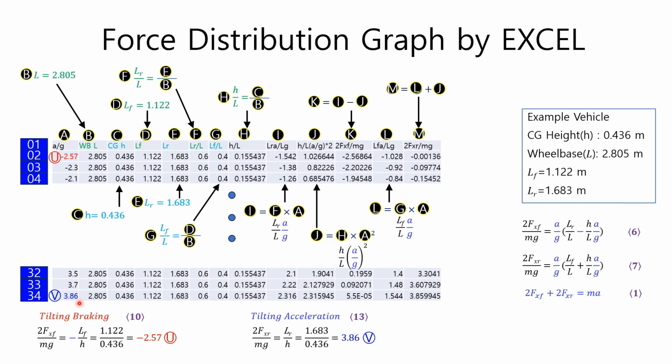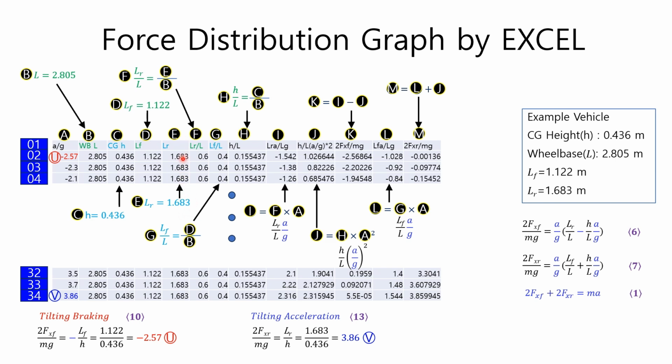Next, enter the wheelbase of 2.805 into cell B02 and copy this cell and fill in cell B34 with the same value. In the same way, enter the center of gravity height CGH in column C, the distance from the center of gravity to the front axle LF in column D, and the distance from the center of gravity to the rear axle LR in column E to fill in the corresponding cells.